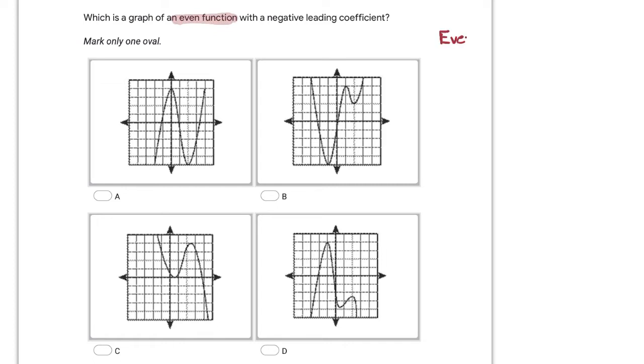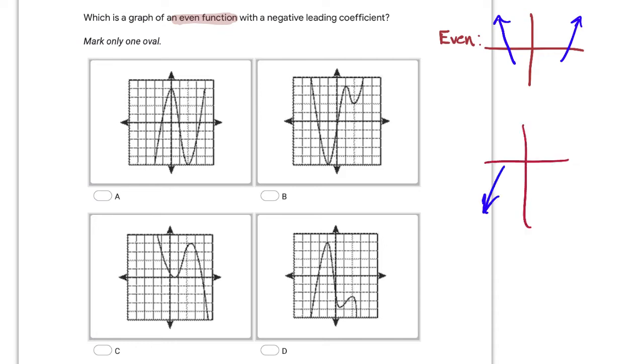Even functions, their ends always behave like each other. So if one goes up, they both go up. And conversely, if they both go down, or if one goes down, they both go down. So since we're looking for an even function, we want one with the end behavior doing exactly the same thing. So if you look at this first graph here, the left end goes down, but the right end is going up, so that can't be even.